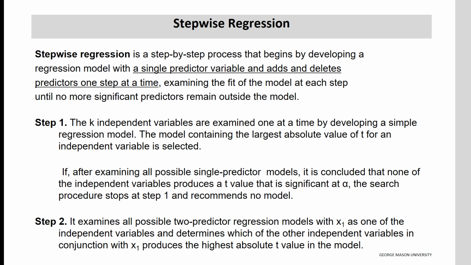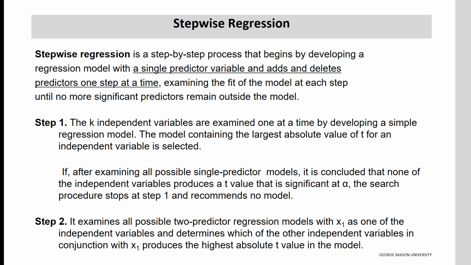For example, in step 1, the k, or the number of independent variables, are examined one at a time by developing a simple regression model. The model containing the largest absolute value of t for an independent variable is selected. If, after examining all possible single predictor models, it is concluded that none of the independent variables produces a t-value that is significant at a specific value of alpha, the search procedure stops at step 1 and recommends no model.